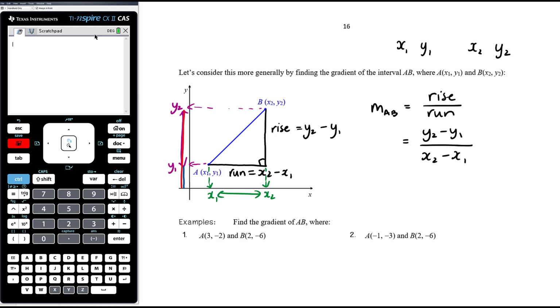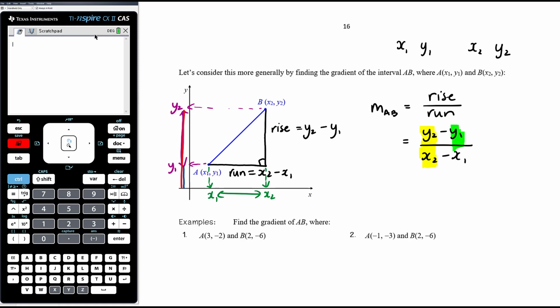Now lots of students get themselves really confused and very stressed about which points are x1 and y1 and which points are x2 and y2. It doesn't matter. It doesn't matter which point is which, as long as you are consistent about how you use those points. So these two values, this y value and this x value at the start of the numerator and the denominator, must come from the same point. It doesn't matter which point it is, but they must be from the same point.